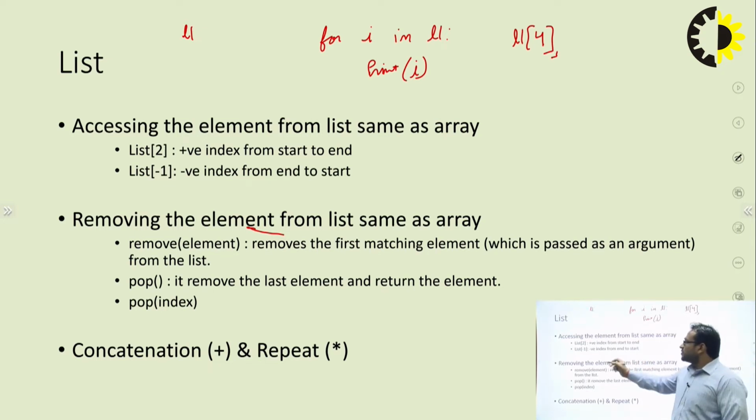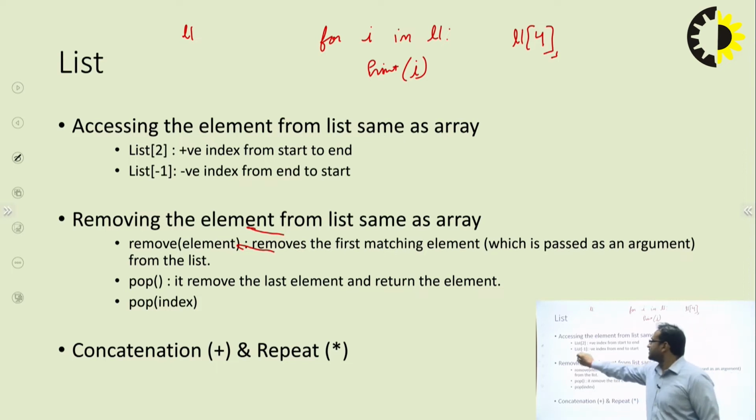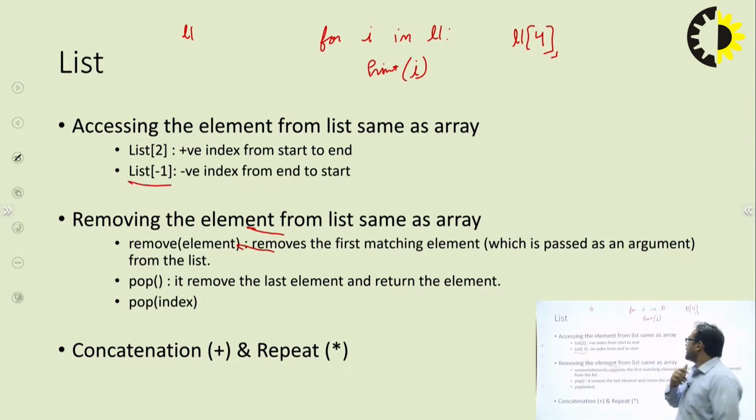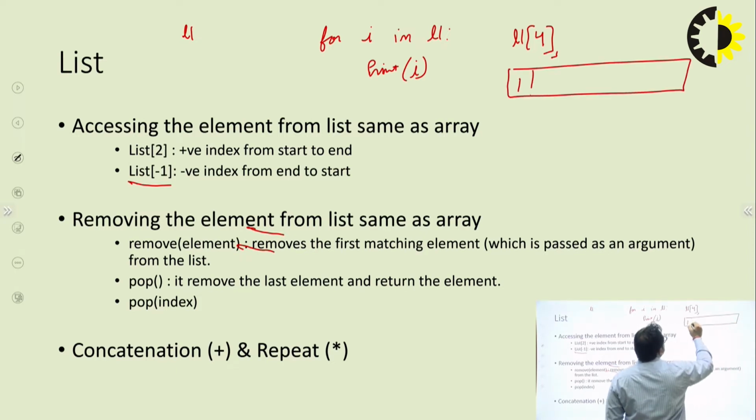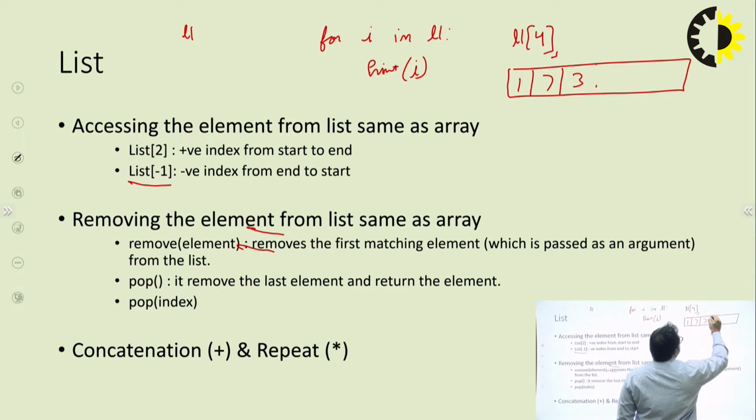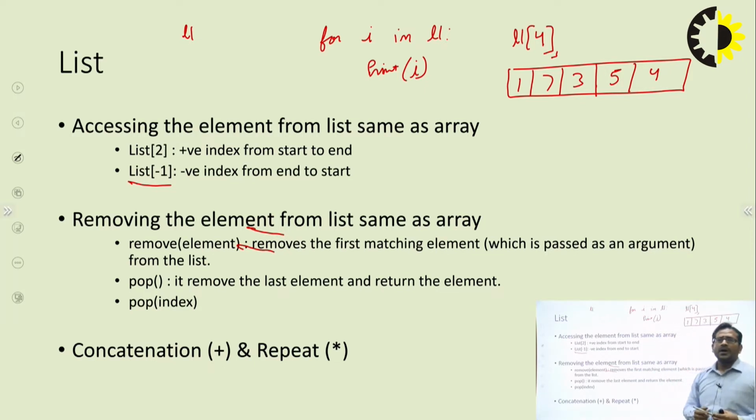Next, you can also use the negative indexing. What is the meaning of negative indexing? Suppose I am having a list, I am just creating a list here. Suppose this is the list: 1, 7, 3, 5, 4. Okay, so I'm having some elements here, right? And the indexing is 0, 1, 2, 3, 4. So this is the indexing. This is a positive indexing. And the negative indexing from the right hand side is -1, -2, -3, -4, -5.